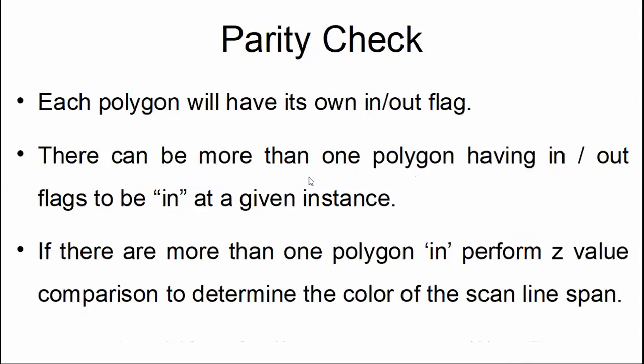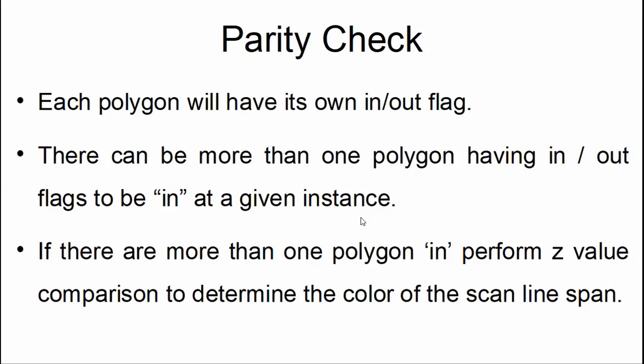This actually, all these terms we need while we are going to implement it. But just for understanding we are taking it. Now each polygon will have its own in or out flag, definitely. So there can be more than one polygon having in or out flag to be in at a given instance. So we have just seen that overlapping area where that span is contained in more than one polygon.